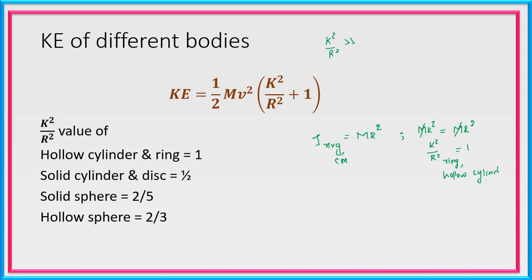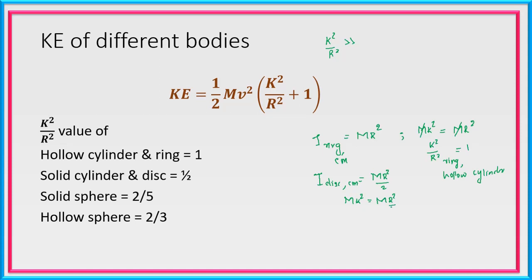Therefore, k square by r square value of a ring and a hollow cylinder is equal to 1. Similarly, we know that the moment of inertia of a disk about its center of mass, we have already calculated it as mr square by 2. Therefore, we can write mk square is equal to mr square by 2.